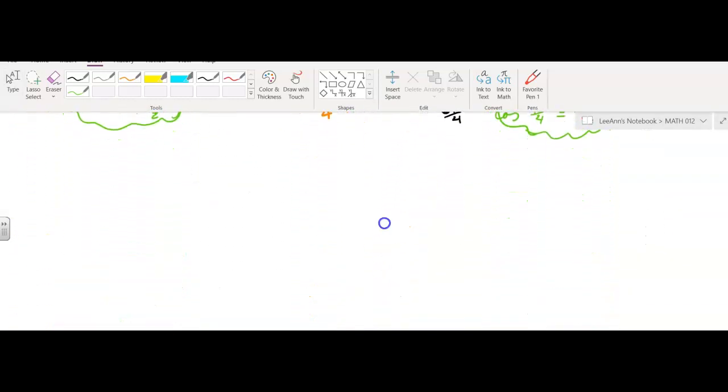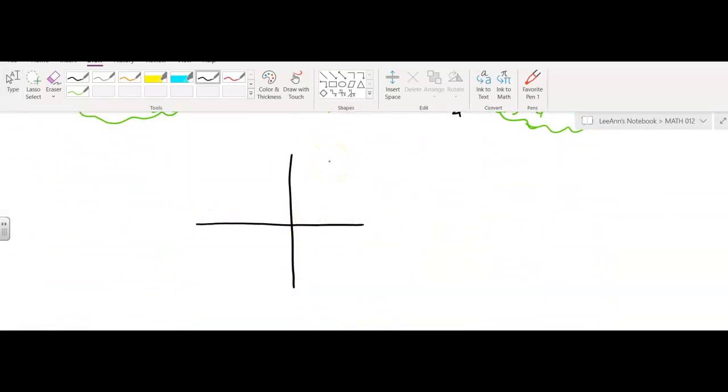Let me do one thing real quick on this video. This is what we do sometimes to remember which ones are positive and negative. All are positive in the first quadrant. Sine and cosine, positive. Sine is positive in the second quadrant. Sine and cosine are not positive, so they're both negative in the third quadrant. And then cosine is positive.